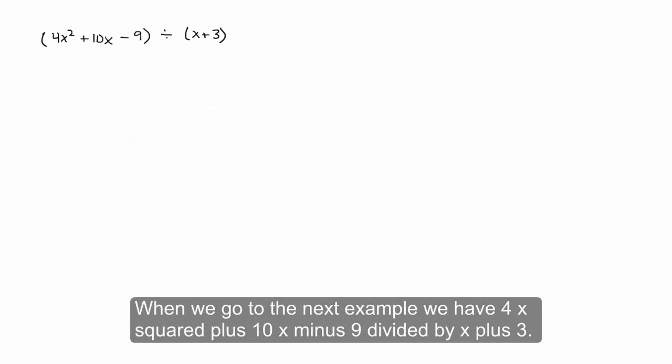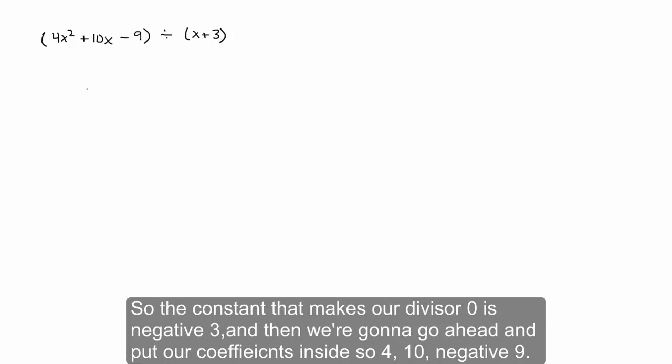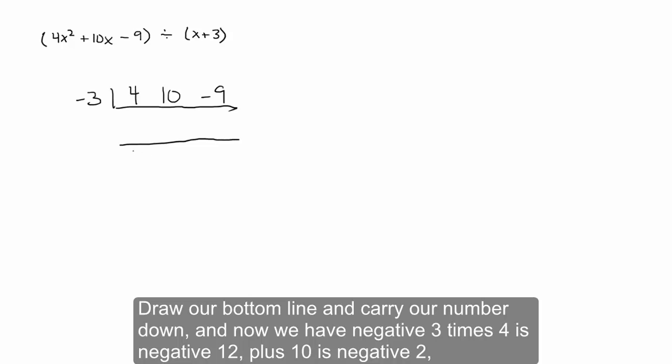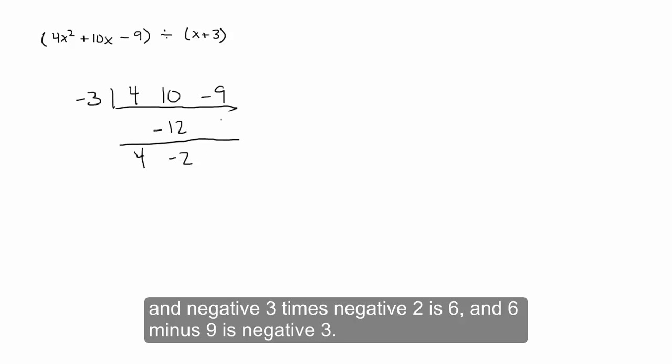And when we go to the next example, we have 4x squared plus 10x minus 9 divided by x plus 3. So the constant that makes our divisor 0 is negative 3. And then we're going to go ahead and put our coefficients inside. So 4, 10, negative 9. Draw our bottom line and carry our number down. And now we have negative 3 times 4 is negative 12. Plus 10 is negative 2. And negative 3 times negative 2 is 6. And 6 minus 9 is negative 3.